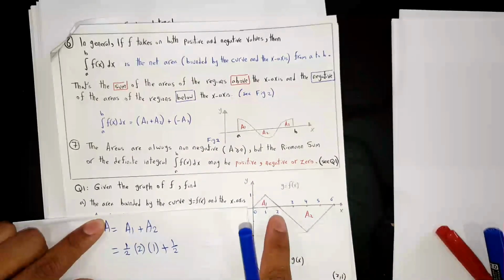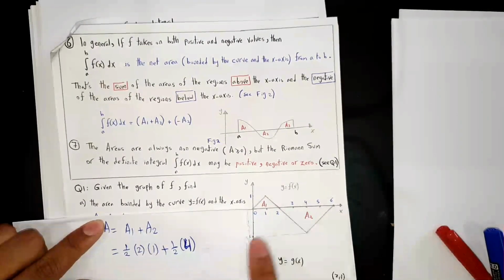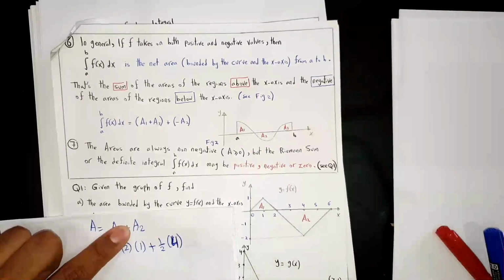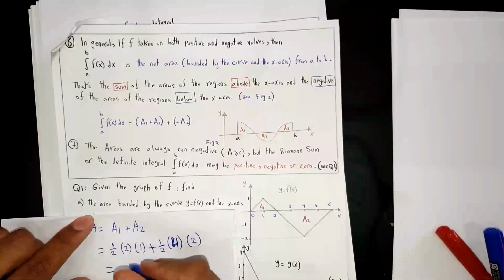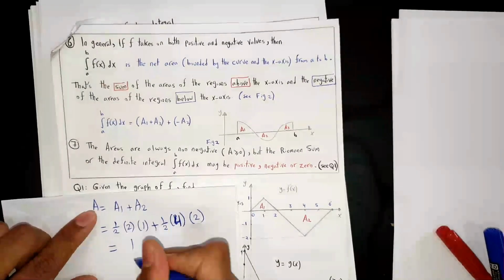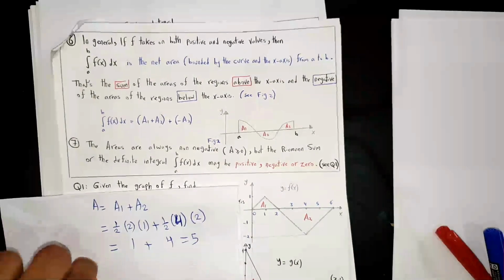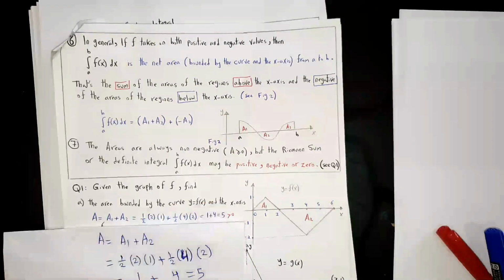Half times base. The base is starting from 2 to 6, that is 4. And what is the height? You can see it here. It is running from minus 2 to 0. And what is that height? It is 2. So this is simple computation. You can do this. You will get 1 plus 4, which is equal to 5. So this is the area bounded by the curve and the x-axis.